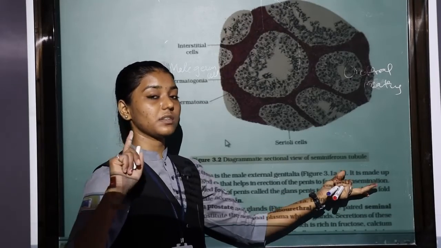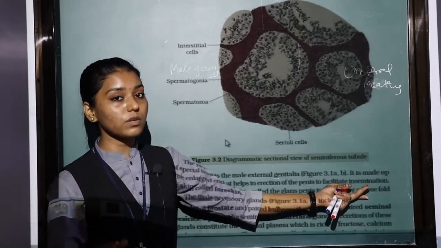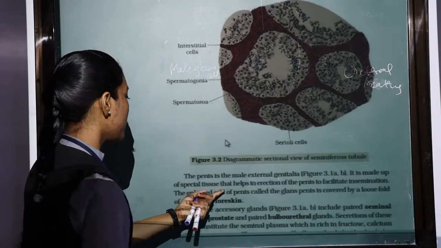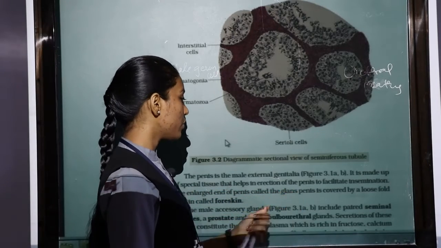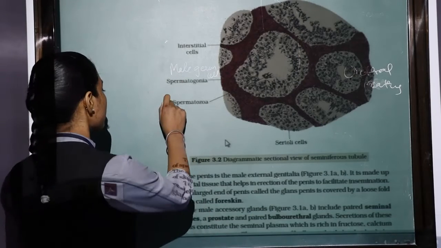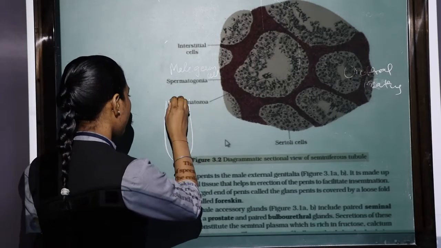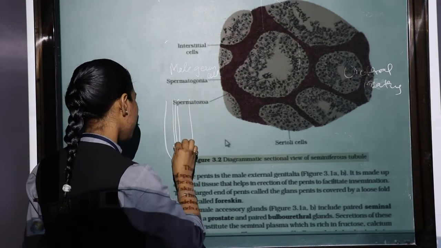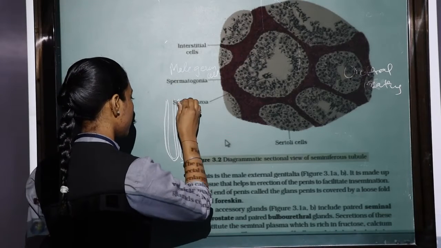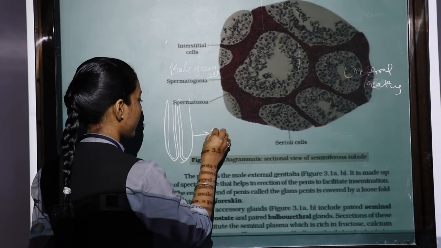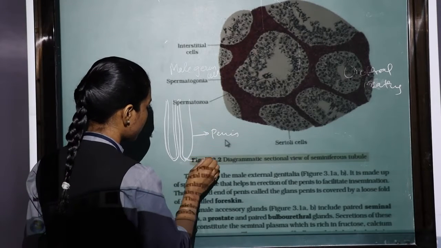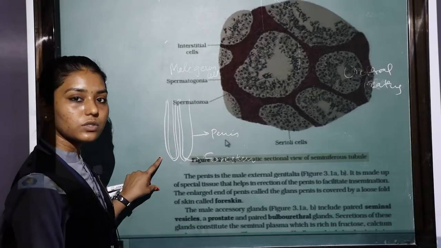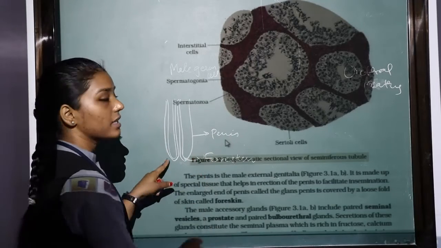Now, what is insemination? We have seen in the basic step. Insemination is the transfer of sperms to the female genital tract. Now, the enlarged end of the penis called the glans penis is covered with a loose folded skin called foreskin. If you see the structure over here, somewhat like this is the structure of the penis. The foreskin that you observe over here, this is the penis, and the outer covering of the penis is the foreskin. So, in external genitalia we have seen this particular part, that is the penis.